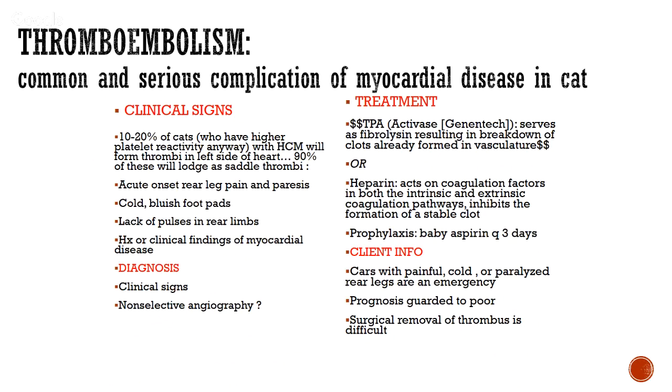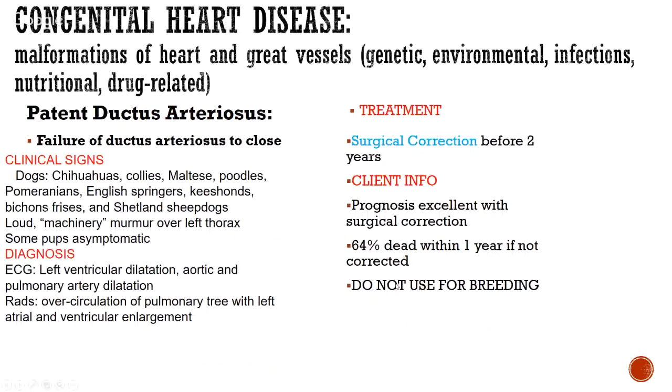If we can diagnose this heart condition earlier, putting the animal on baby aspirin every 3 days, cats are very, very sensitive to any non-steroidal anti-inflammatory, so we have to only give it every 3 days. But it can prevent this complication. So we need to let clients know that cats with painful, cold, or paralyzed rear legs are an emergency. Prognosis is guarded to poor, and there's really no way to treat it. We can try surgery, but it's a very difficult surgery that needs to be done by a specialist.